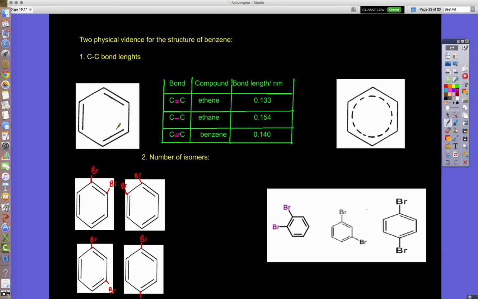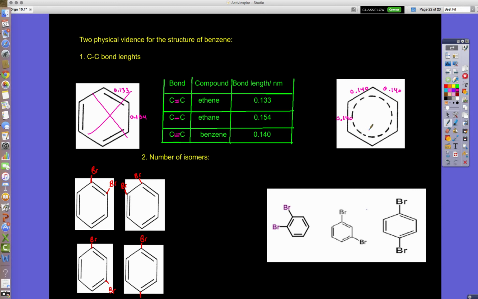So if Kekule's structure was good, then this bond should have been 0.133 nanometers, and this one should be longer, 0.154. And we see this is not our evidence. When we take an X-ray picture of that, we see all bonds are exactly the same, and they are 0.140 nanometers. So this is the first evidence that the Kekule structure is wrong, and it should look like this as benzene.